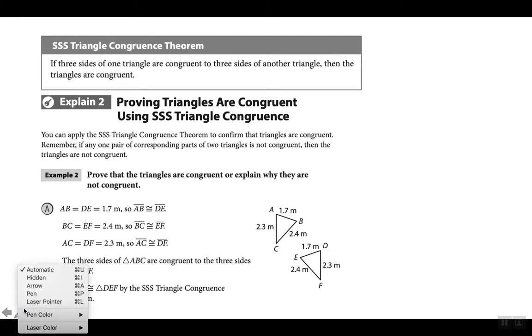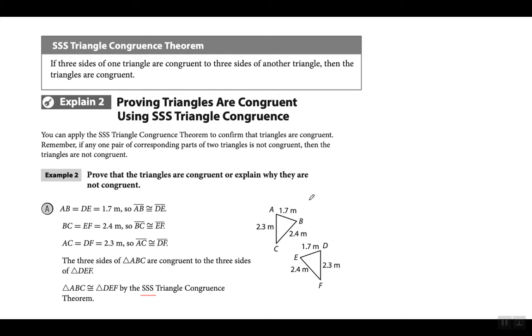All right, let's look at our first example here. If you look at this example, we got a side that's 1.7, the other side is 2.3, and the other one is 2.4. So all three sides are equal. Therefore, if all three sides are equal, then the triangles are congruent by the side, side, side triangle congruence theorem, or SSS for short. All right, that's super easy.